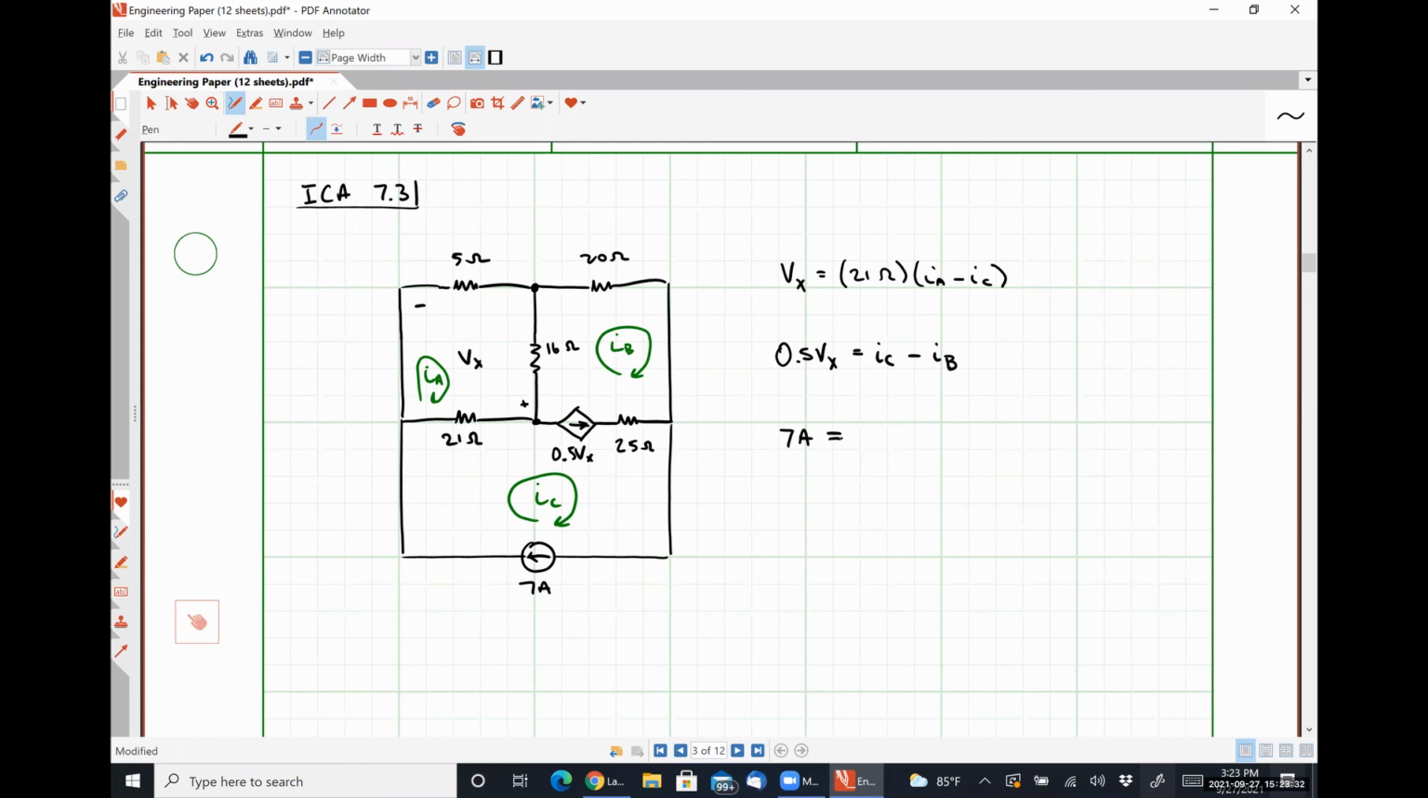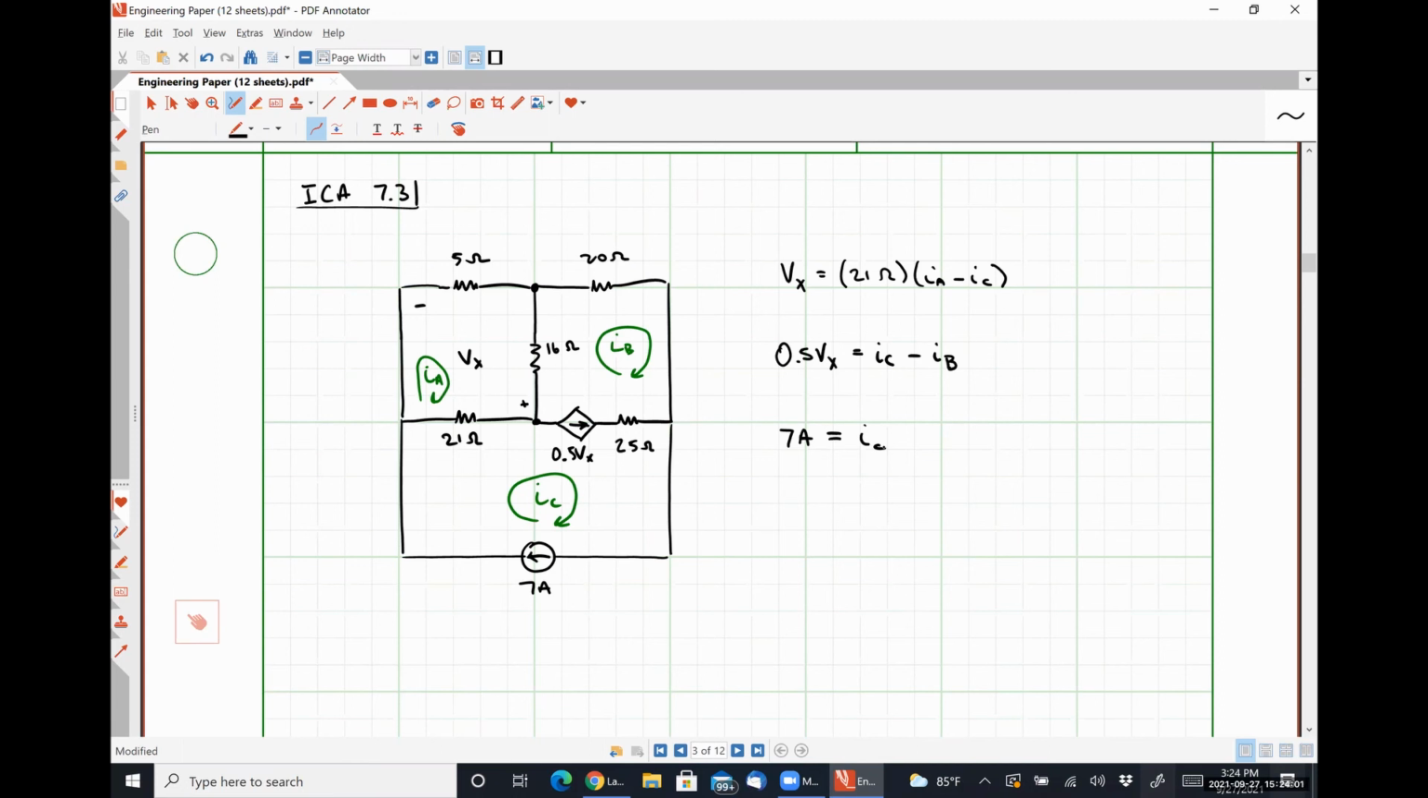That's absolutely correct. 7 amps is equal to IC, right? The only mesh current that's flowing through that bottom branch is that mesh current IC as it goes around its clockwise path. And it's flowing in the same direction as the 7 amp source. So IC has to be equal to 7 amps. Where did we have Vx equalize?